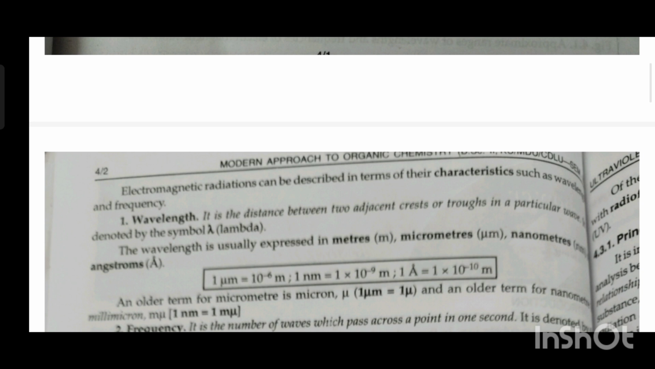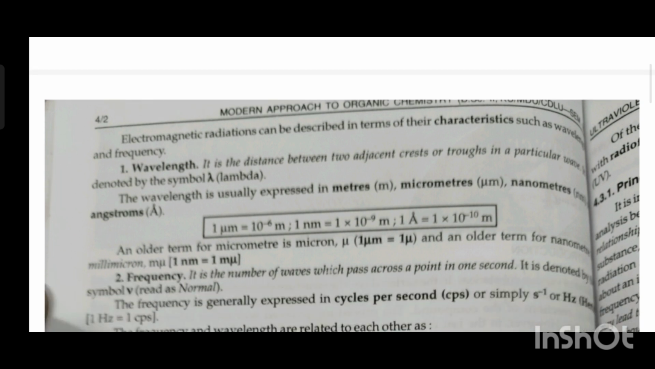Electromagnetic radiation can be described in terms of characteristics such as wavelength and frequency. First, wavelength. It is the distance between two adjacent crests or troughs in a particular wave. It is denoted by the symbol lambda. The wavelength is usually expressed in meter, micrometer, nanometer, angstrom. 1 micrometer is equal to 10^-6 meter. 1 nanometer is equal to 10^-9 meter. 1 angstrom is equal to 10^-10 meter. An older term for micrometer is micron, and an older term for nanometer is millimicron.